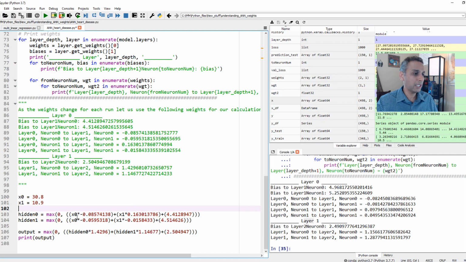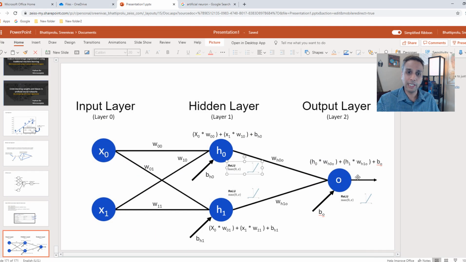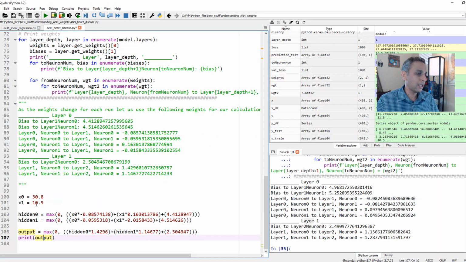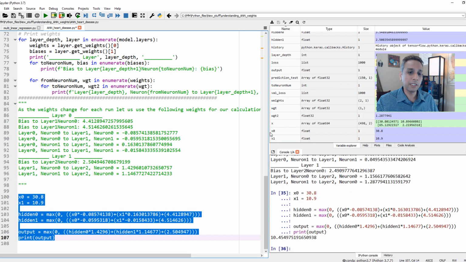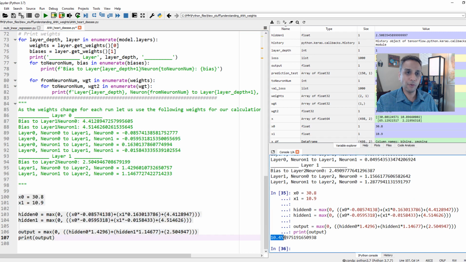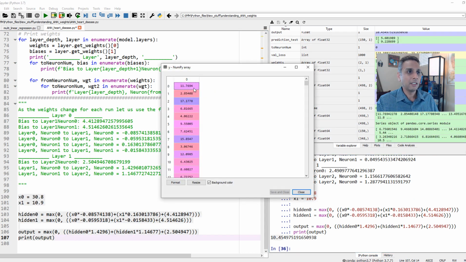And then what am I doing? I take this hidden 0 and hidden 1 as inputs to the next layer and multiply by the weights and the bias, and then finally look at the output. This is our final output, right? So that's exactly what we're looking at. Let's go ahead and run these, and hopefully we should get something that makes sense. It says 10.45, and what is our y for that? 11.76. That's not that off.